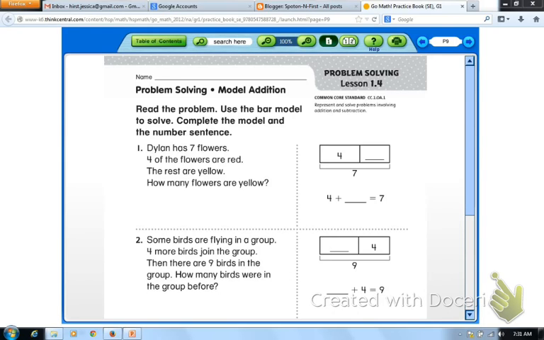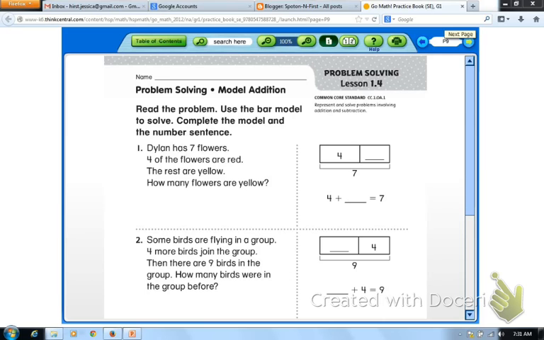Then it says 4 of the flowers are red, the rest are yellow. So we're trying to solve for how many are yellow. They've already given them their addition sentence: 4 plus what equals 7. Again, if they need to draw a picture to solve that, they can. Here's their group of 4. How many more do they need to add until they get to 7? One more would give them 5. Another one 6, 7. So their answer would be 3. You're going to do the same things on number 1, 2, and 3 on that side.